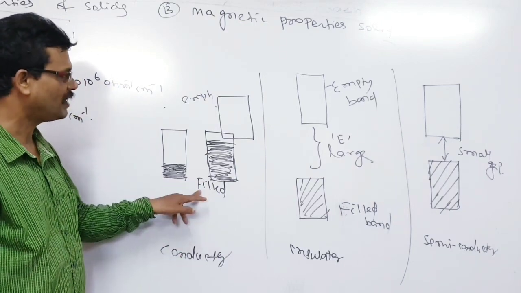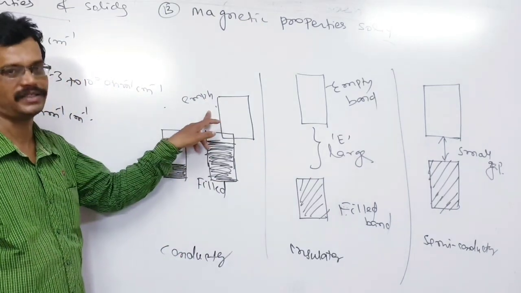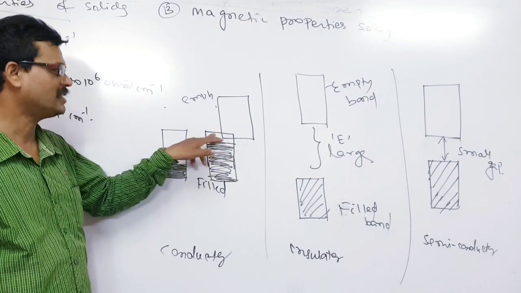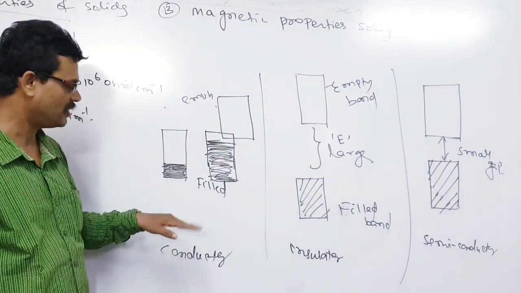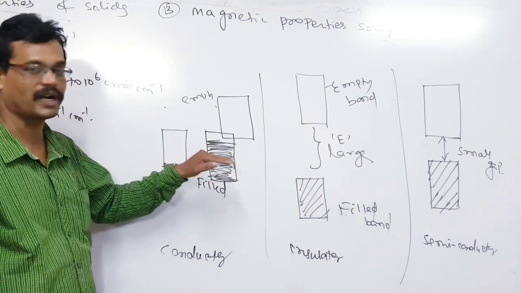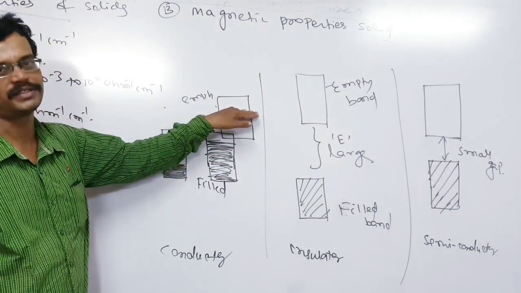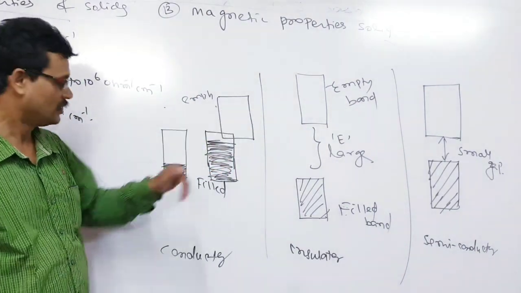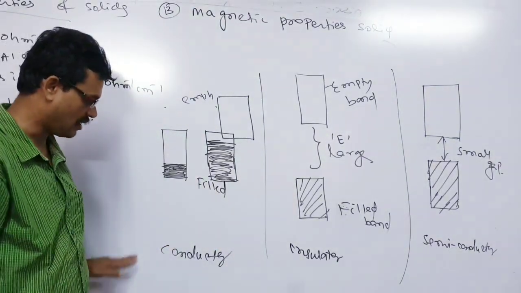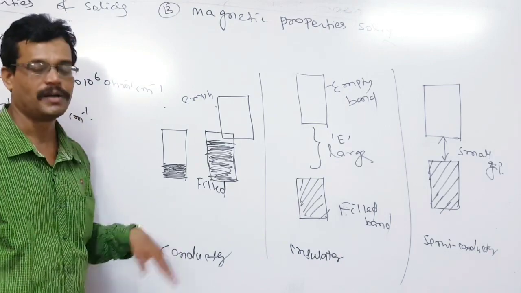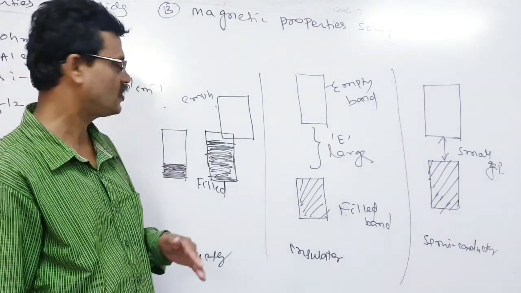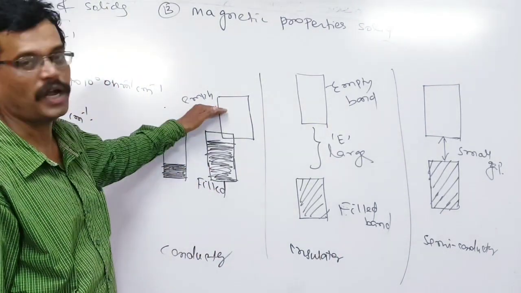Otherwise, if the filled band overlaps with empty bands, you look here, there is a filled band, some space is there, and it has to be overlapped here. Then it is also possible for the electron to jump from the conduction band to the empty bands. As a result, the electron can flow. So in the case of conductors, or fully current-carrying substances, the phenomenon happens by the free movement of the electrons from the filled band to empty bands.